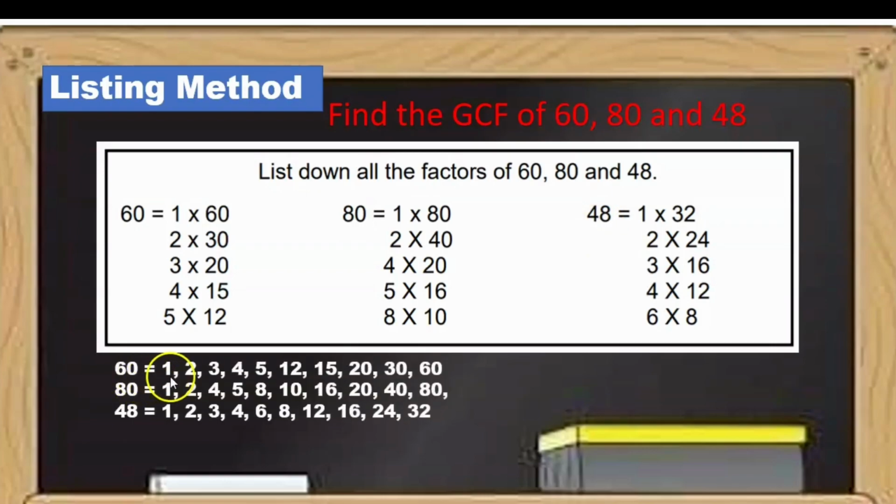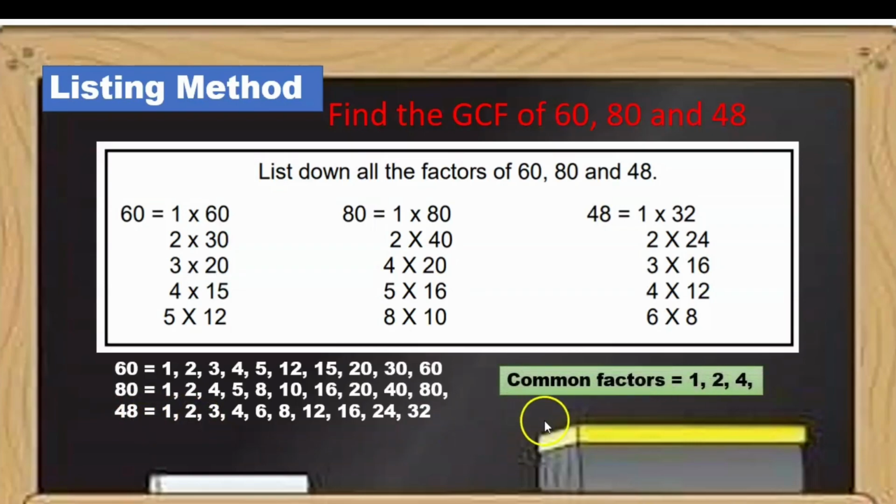So, mga factors ng 60. Ito, sinulat natin. Yung mga nandito na lahat. And then, yung factors ng 80. And the factors of 48.